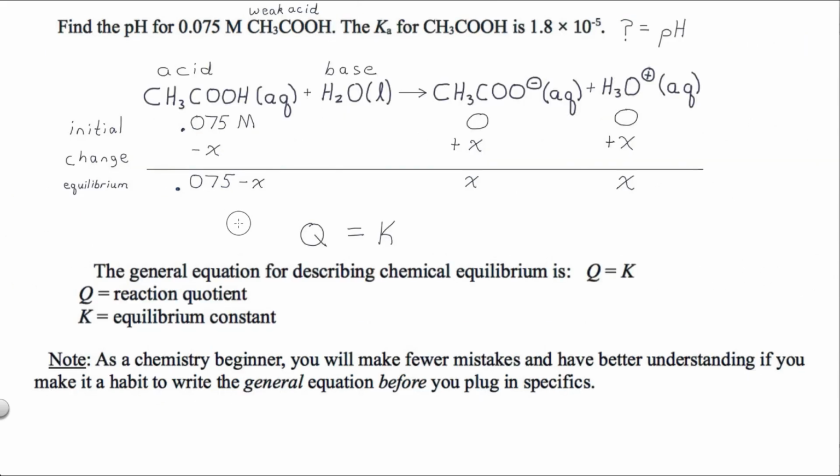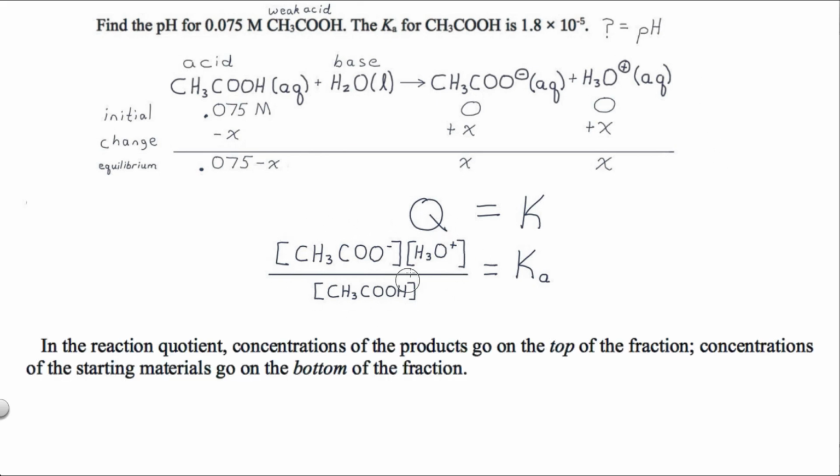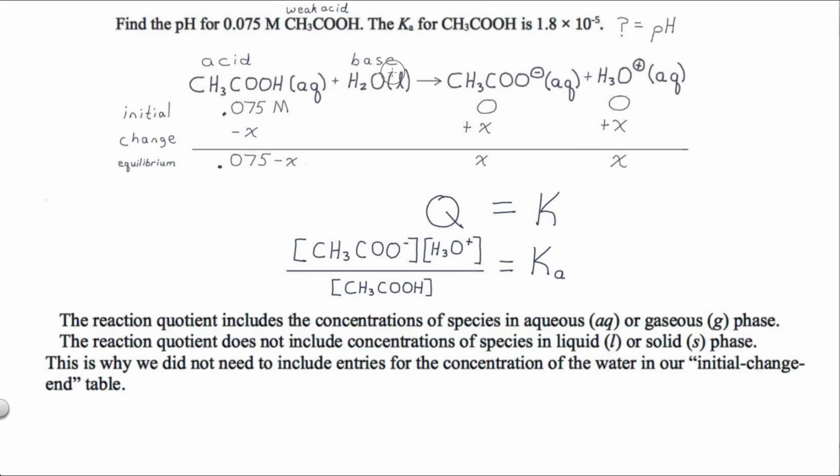Now we need to write down a mathematical equation to describe the equilibrium. The general equation for describing chemical equilibrium is Q equals K. Q represents the reaction quotient. K represents the equilibrium constant. Now we can write a more specific version of the equation that's relevant for this reaction. In the reaction quotient, the concentrations of the products go on the top of the fraction, and the concentrations of the starting materials go on the bottom of the fraction. Because the water is in liquid phase, the concentration of the water is not included in the reaction quotient.